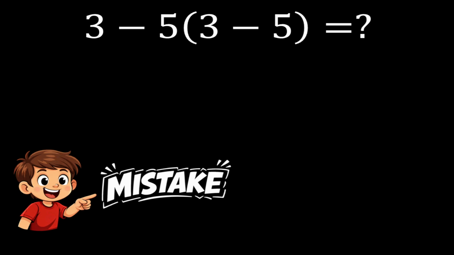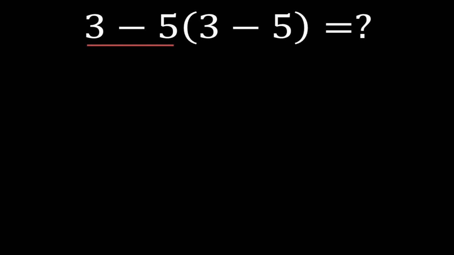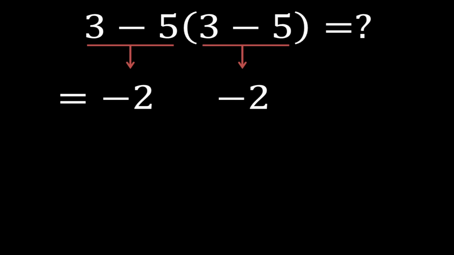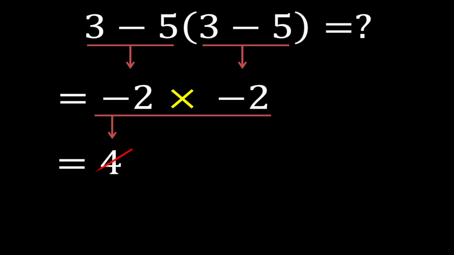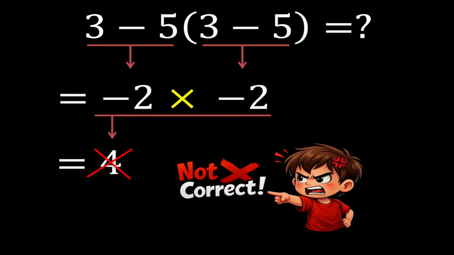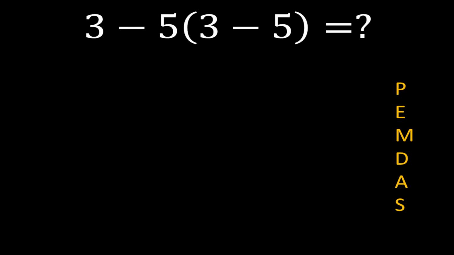They first calculate 3 minus 5, which is negative 2. Then they calculate the next 3 minus 5, which is also negative 2. After that, they multiply negative 2 times negative 2. And they get 4. But that answer is wrong. Let's solve it the correct way using PEMDAS.